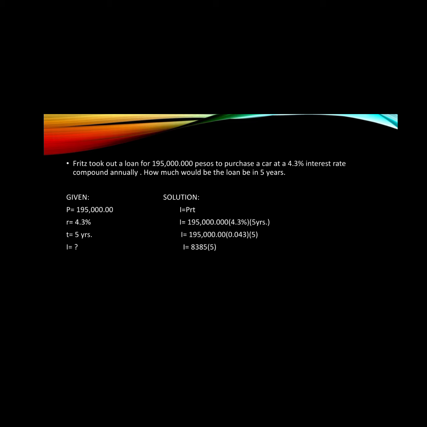So, solution. First is the formula: I is equal to P times R times T. So, let us convert it. I is equal to 195,000 pesos times 4.3% times 5 years. We cannot calculate 4.3% unless we convert it to decimal. So, the decimal for 4.3% is 0.043, times 5.